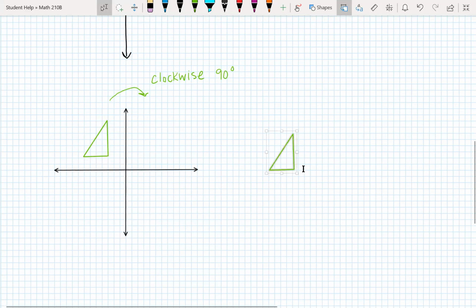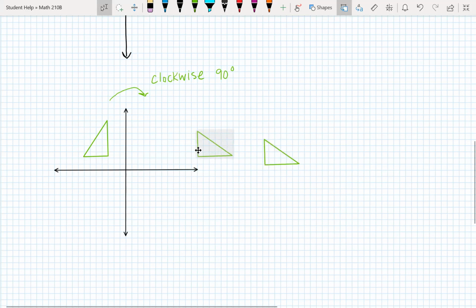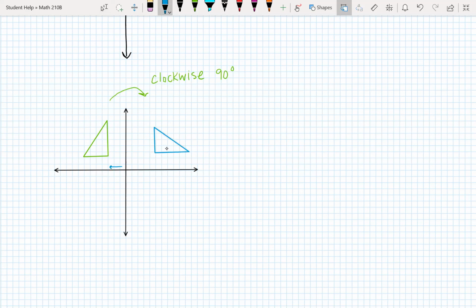I'm going to paste, and then I'm going to rotate. Let's rotate it 90 degrees this way. And then where would the placement be of this? Well, notice that it was going 3 units over this way and then 2 units up. So those items are going to switch with one another.